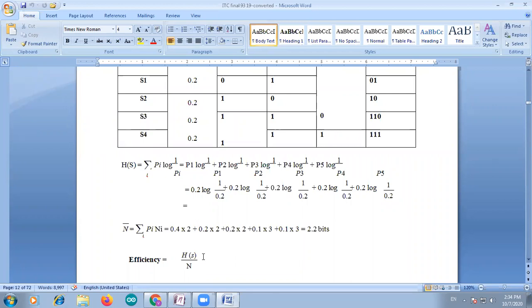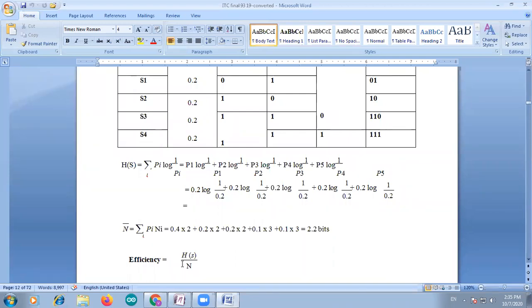In this, all probabilities are 0.2. So H(S) is equal to 0.2 log 1 by 0.2 plus 0.2 log 1 by 0.2 plus 0.2 log 1 by 0.2 plus 0.2 log 1 by 0.2 plus 0.2 log 1 by 0.2. That is 5 into 0.2 log 1 by 0.2, because 5 symbols are there. Calculate the H(S) value.